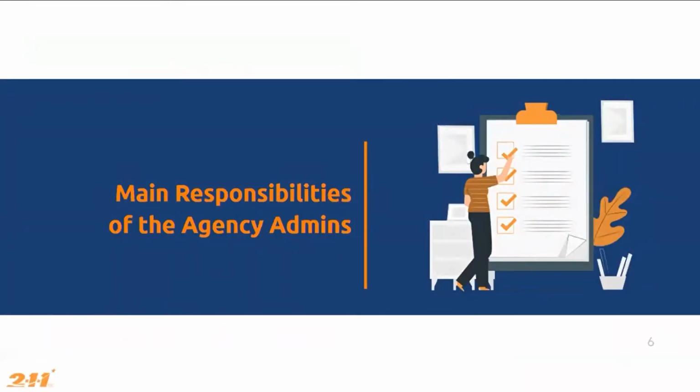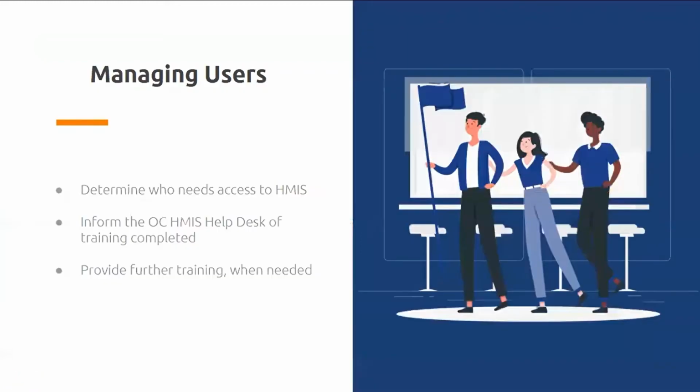So let's review the main responsibilities that you have as agency administrator. Your first responsibility is to manage the rest of the users at your agency. This means that you would be responsible for identifying the users who need access to HMIS, as well as informing the help desk when a new user completes training, and providing further training to these users when it's needed. You should also notify the help desk when a user no longer needs access to HMIS, so we can go ahead and deactivate their accounts.